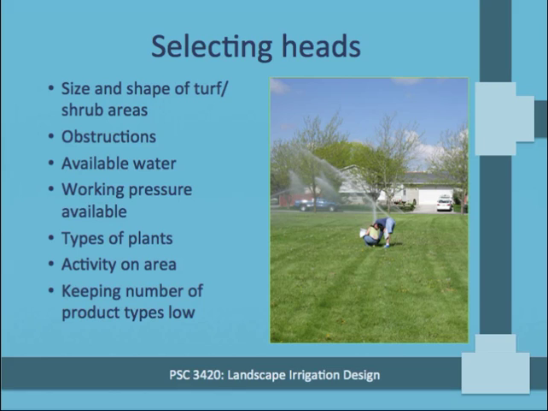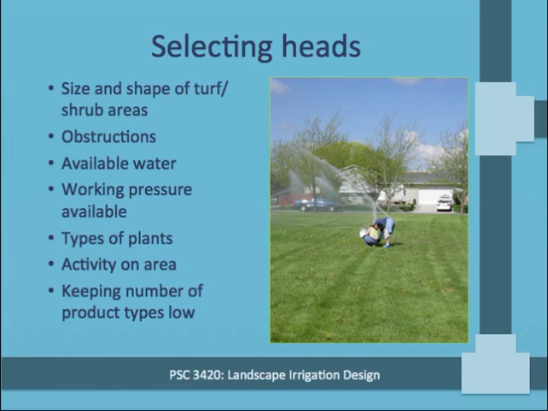Before you get to that point, though, you can keep in mind things like the size and the shape of the turf or shrub areas, as well as whether or not there are any obstructions in the area to irrigation spray, how much water is available to irrigate the area, and what the pressure of that water is, because obviously sprinklers are going to require different amounts of pressure to operate efficiently.